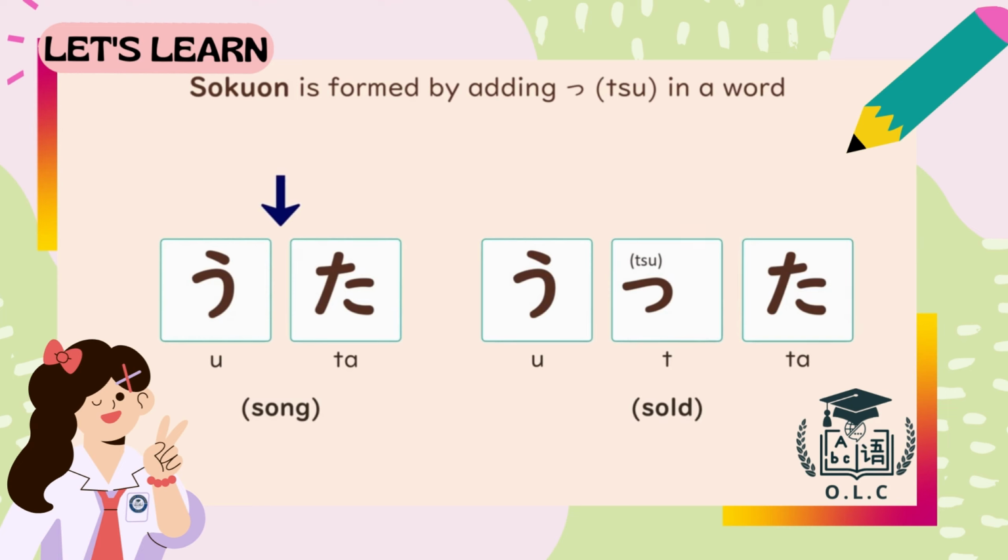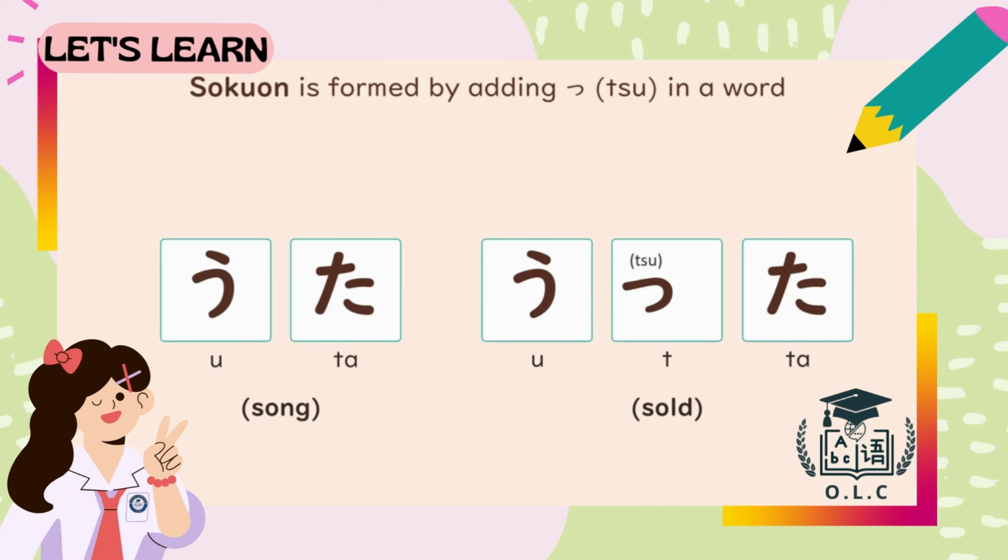So the first word is read one way, but the second word, with the small tsu, is read differently.